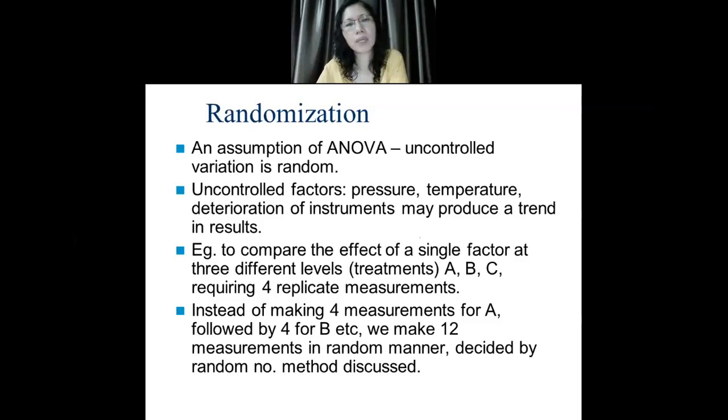For example, if you want to compare the effect of a single factor at 3 different levels, or in general, we call 3 treatments, A, B, and C, and we require 4 replicate measurements. Instead of making 4 measurements for A, followed by 4 for B, and so on, we make 12 measurements in random manner. And this is decided by using random number method. So we are trying to do randomization.